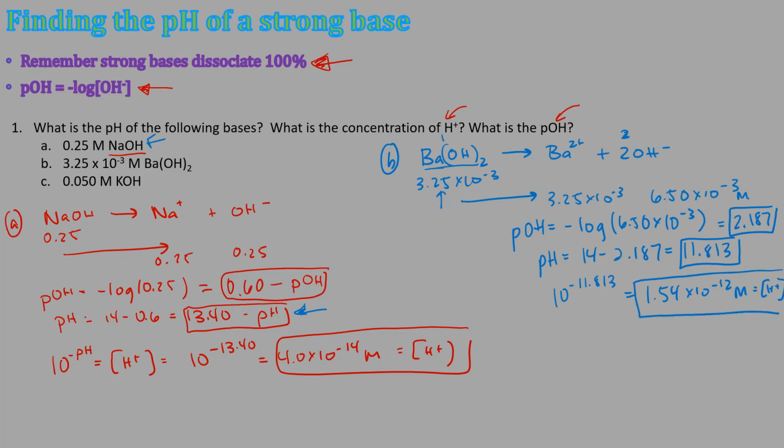All right, and then part C, we have KOH, which is a strong base. So my hydroxide concentration there is going to be 0.050. It's the same as the base because there's only one hydroxide there. Then my pOH is going to be equal to 1.30, and my pH is going to be equal to 12.70. They have to add up to 14. Then my hydrogen concentration is 10 to the negative pH, and so that's going to be 2.0 times 10 to the negative 13.